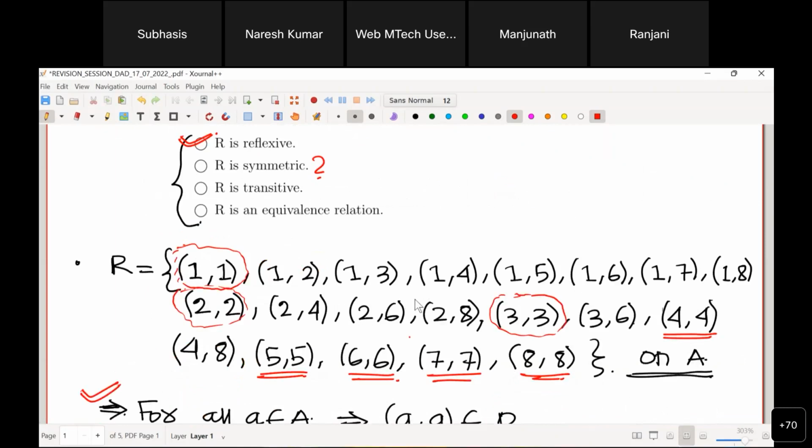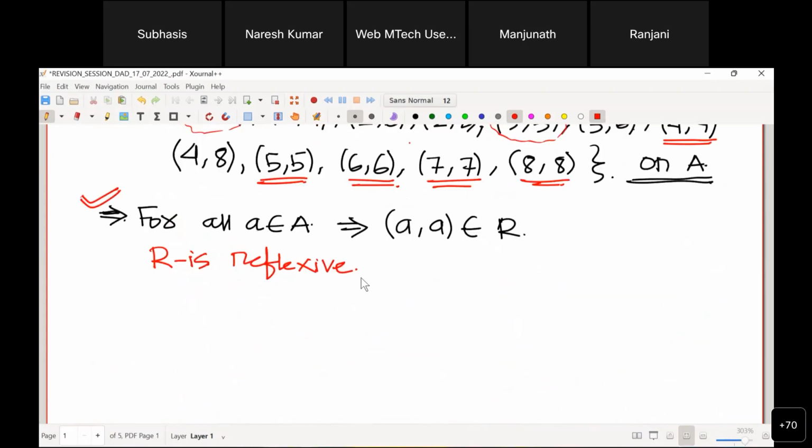So for the symmetric property, what is the condition for symmetry?